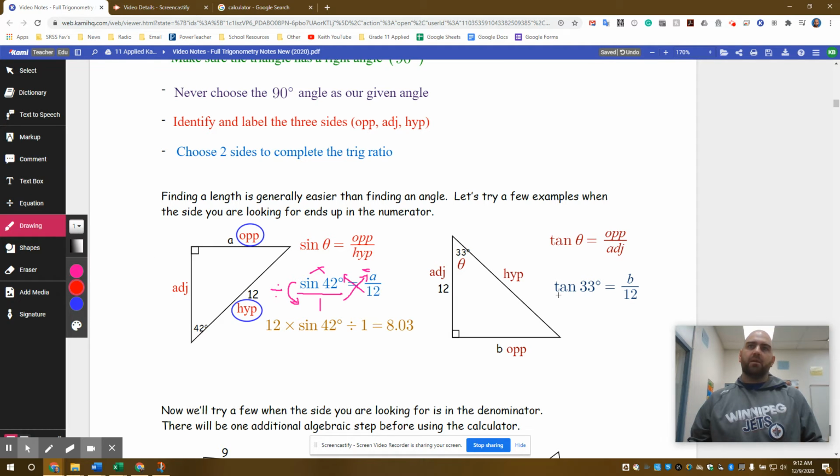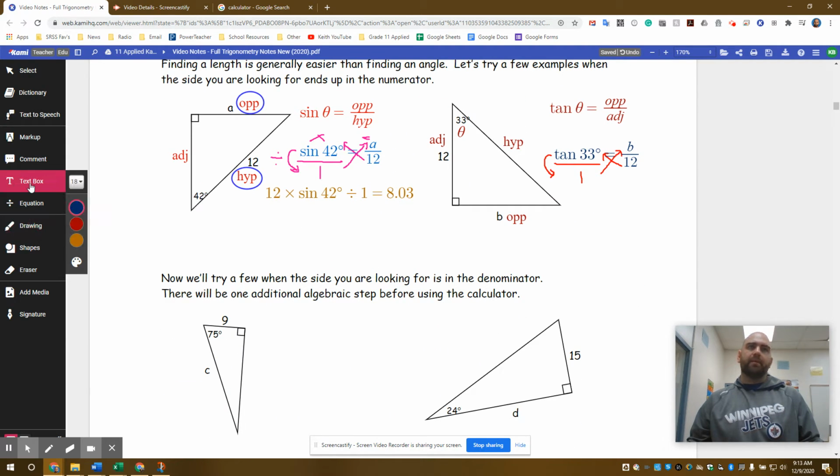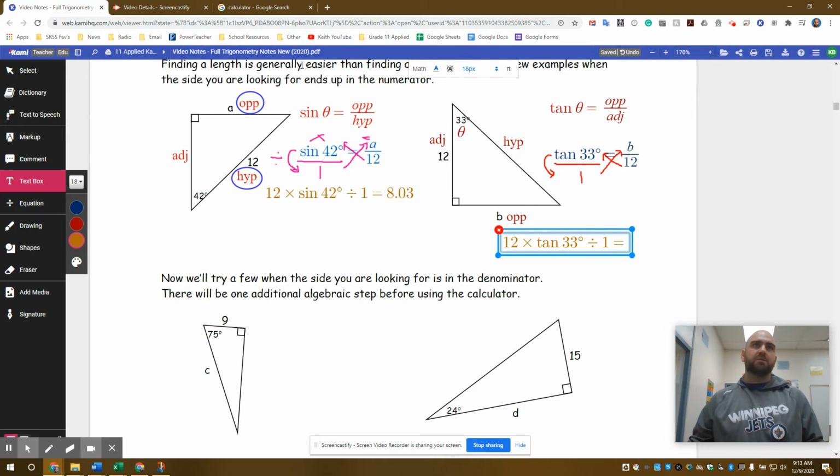So I'm just going to put that in. I'm going to make this over 1. I'm going to go across, and then I'm going to divide, and then it's going to be equals. Just going to slide that up a little bit. And so to come up with our answer, we are going to do 12 times tan of 33 degrees divided by 1 is equal to, I'm going to have to slide that over a little bit so it fits all on the page.